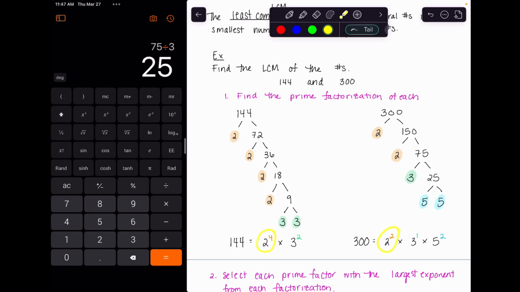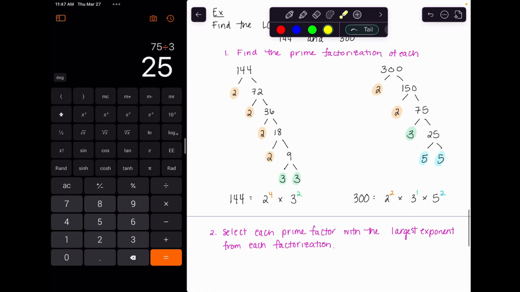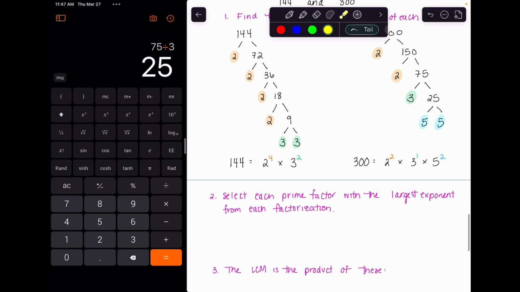2s in its prime factorization. And I need both of these to divide in, so I actually want the larger quantity from them. I need it to be divisible by this number, so I need it to be divisible by the most amount of 2s that I have. So here we're doing the exact opposite. We're going to select each prime factor with the largest exponent from each factorization.